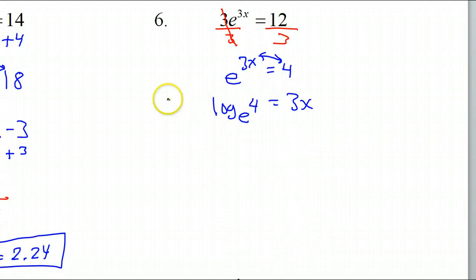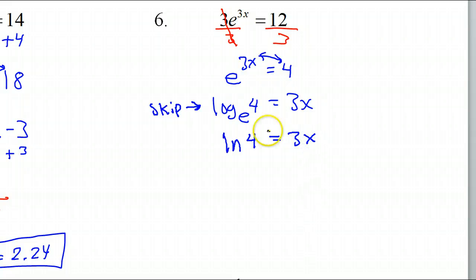Now here again, you can feel free to skip this step right here and go straight to the next step because we would never really write log base e. Hopefully you know that log base e is better known as the natural log. So instead of writing log base e of 4, I can just put natural log 4 is equal to 3x. So you can skip this step and go straight to here.